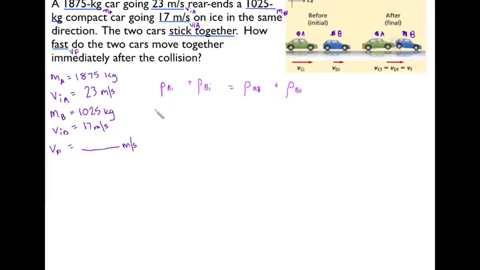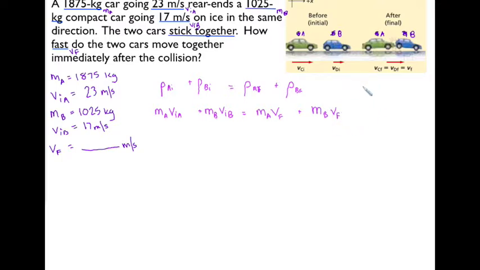Okay, so now we can say that the mass of A times the initial velocity of A, because that's our formula for momentum, plus the mass of B times the initial velocity of B, is equal to the mass of A times the final velocity. And I'm not going to put an A or B here because it's a sticky collision, so they both have the same final velocity, plus the mass of B times the final velocity.